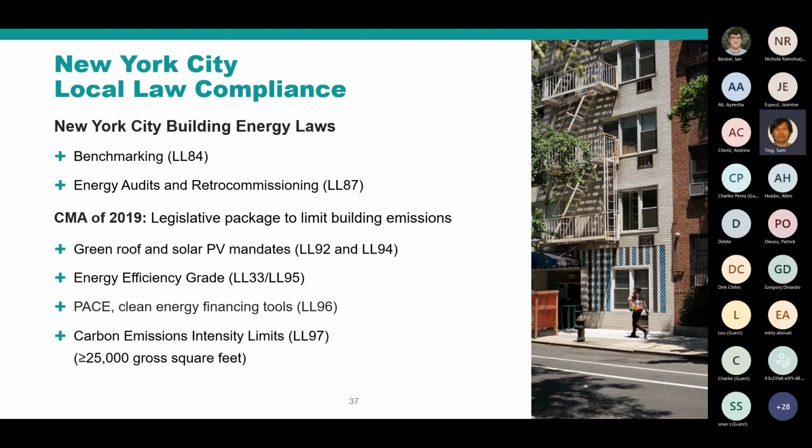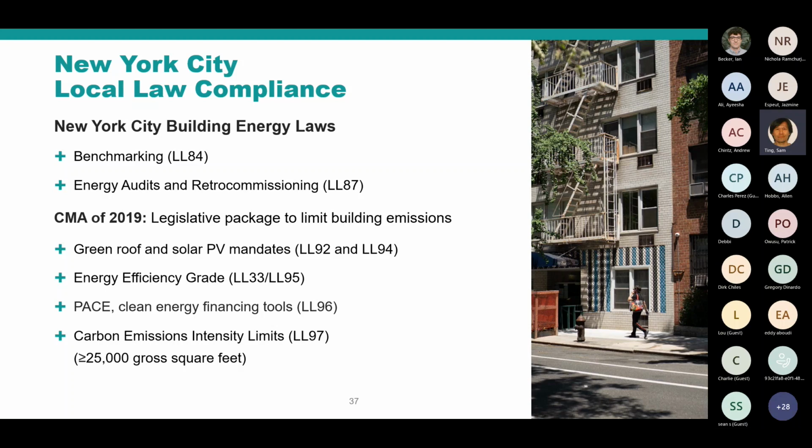Here is local law compliance. Benchmarking: basically any building over 25,000 square feet needs to benchmark by May 1st of each year. There's some missing on the bottom, which is fine. I think I kind of remember them, so no worries.